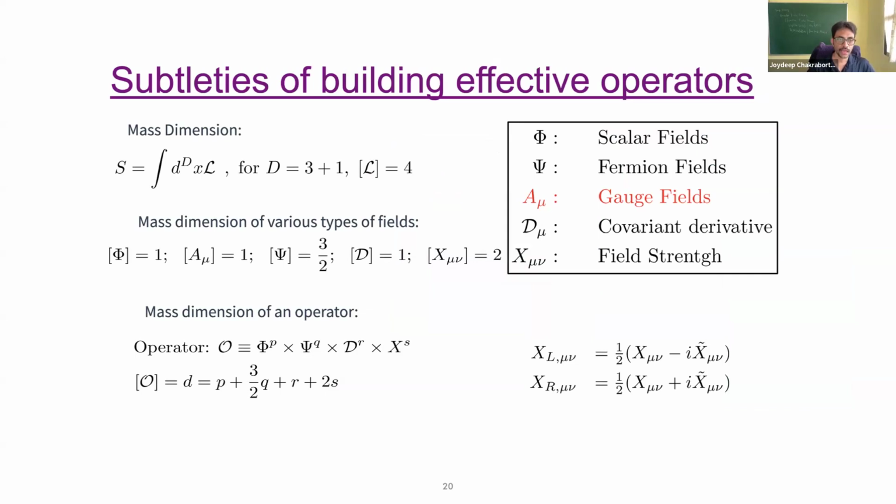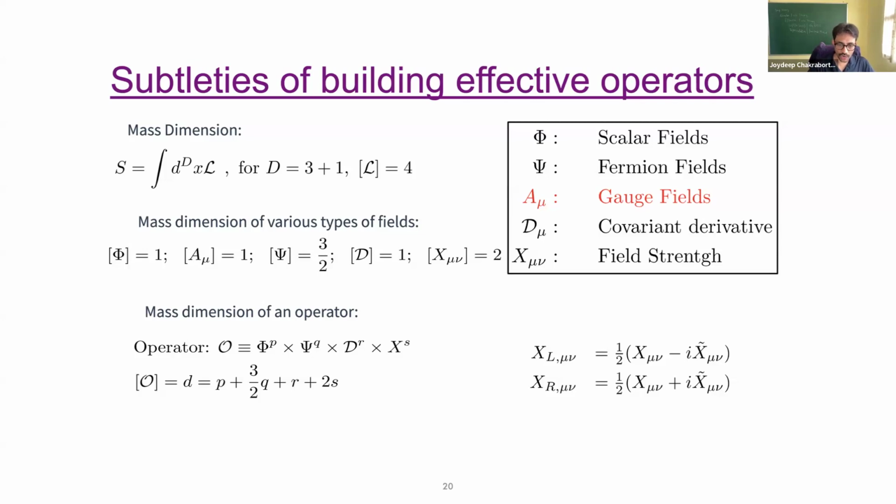Okay, so before jumping into the construction, let me discuss some of the subtleties in this construction. The way we define the action is, as you can see, with the d-dimensional space-time measure and your Lagrangian density. If you work in 3+1 dimensions, your Lagrangian density has mass dimension 4, right? Now, if you look at the free theories, you can determine the mass dimensions of those quantum fields, and that's how you get the scalar field, the gauge fields of spin one and the field tensor, the fermion field, and the covariant derivative.